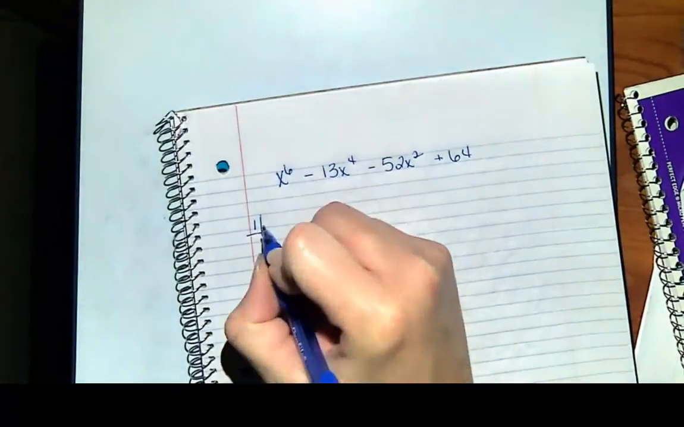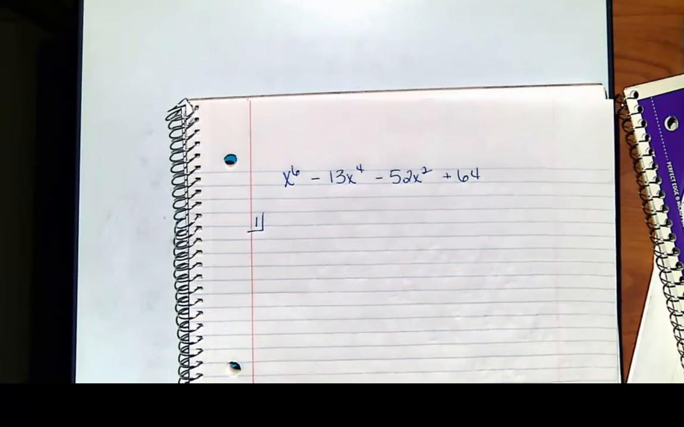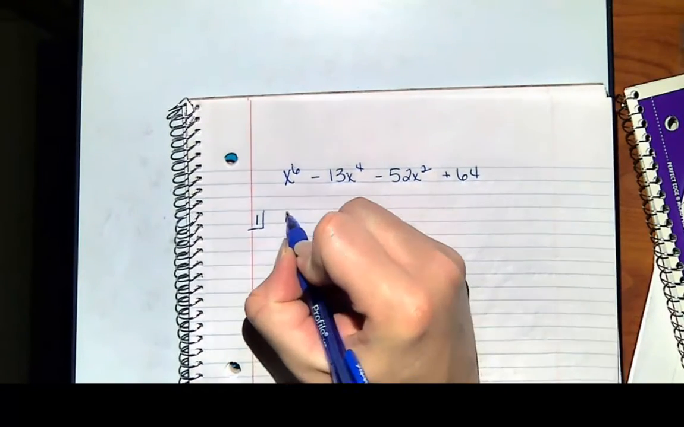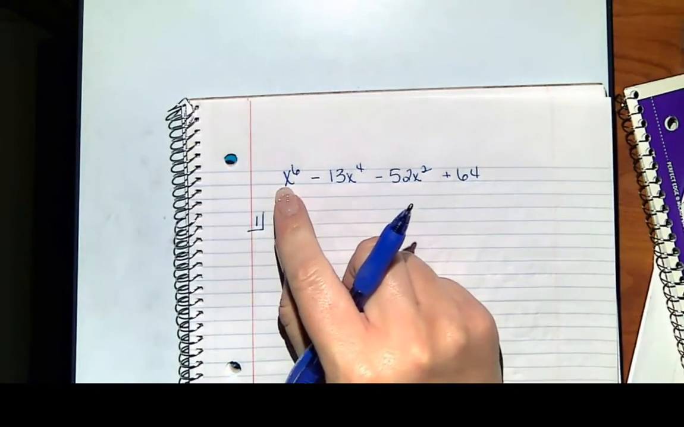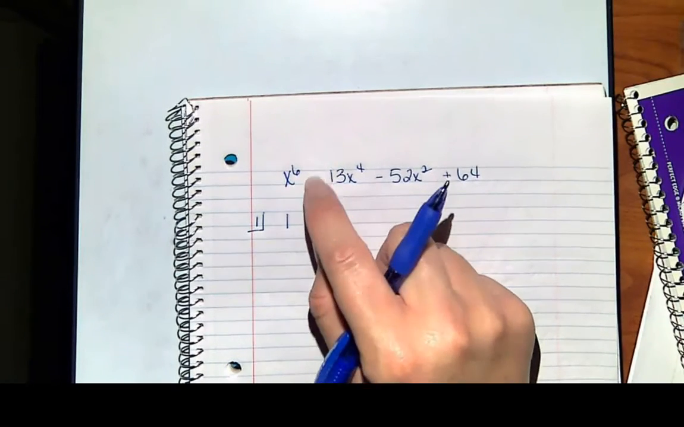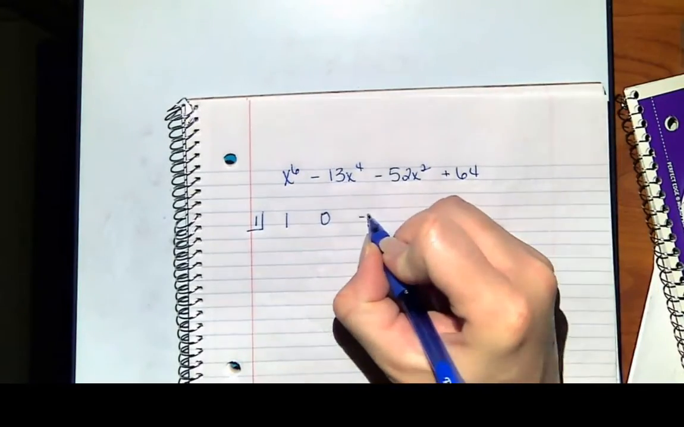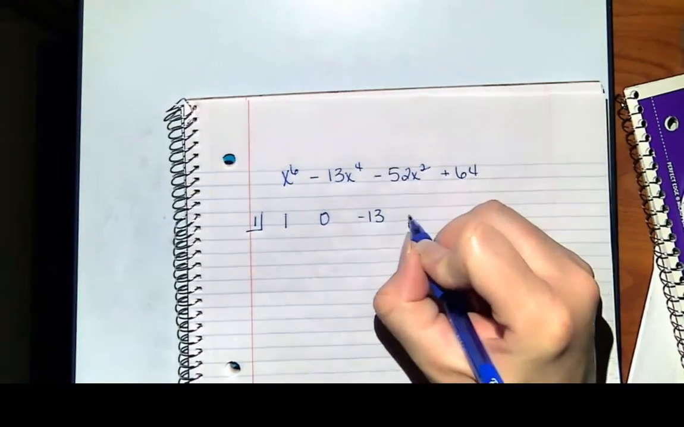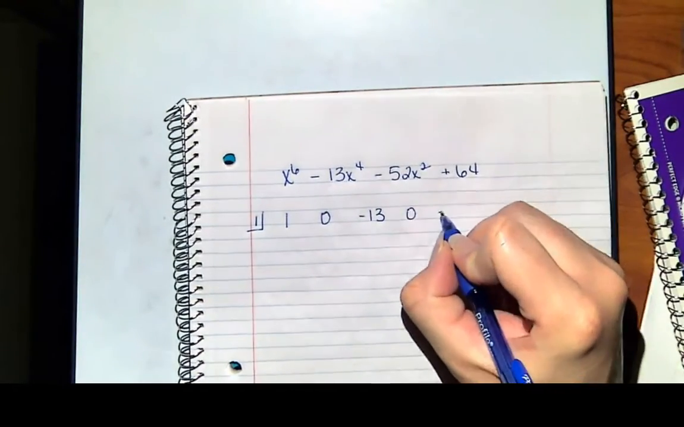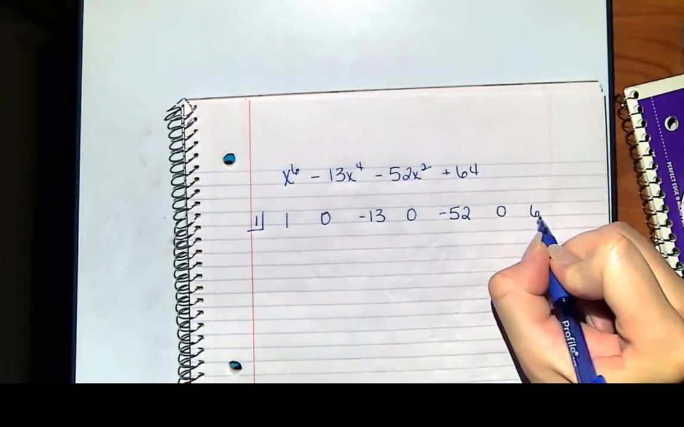So I'm going to try a 1. And this is the new part of 5.4. If I find something that works, I'm going to try it again. Okay, that's the multiplicity part. So I have a 1, and remember, you've got to take care of the spots that are missing. So this is a 1, x to the 6th. I am missing an x to the 5th, so he's a 0. I got a negative 13. I'm missing an x to the 3rd. I got a negative 52, and I'm missing an x to the 1st, and then I got a 64.